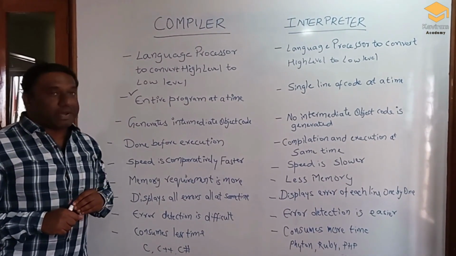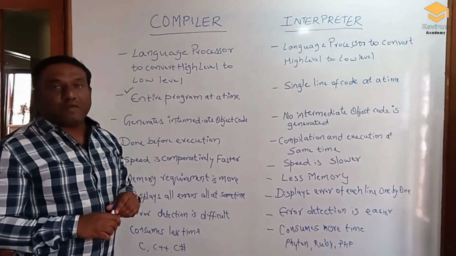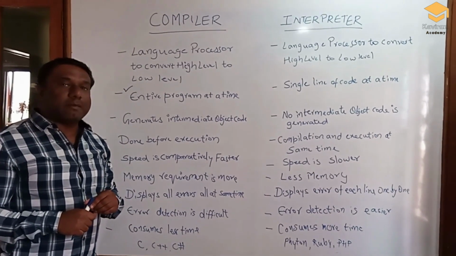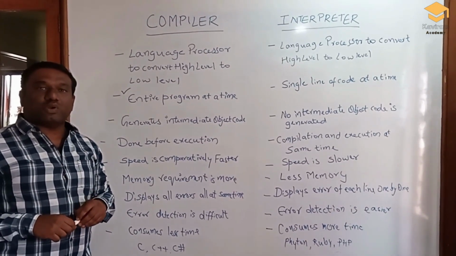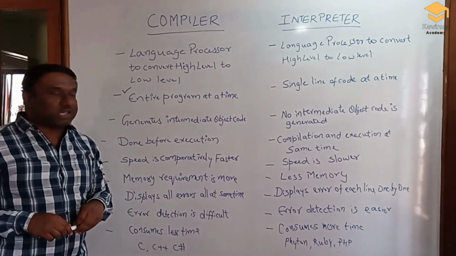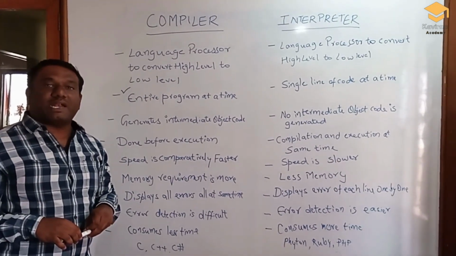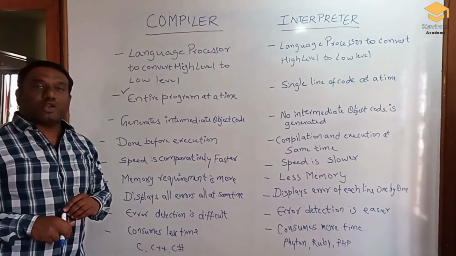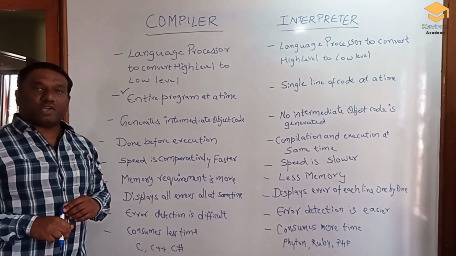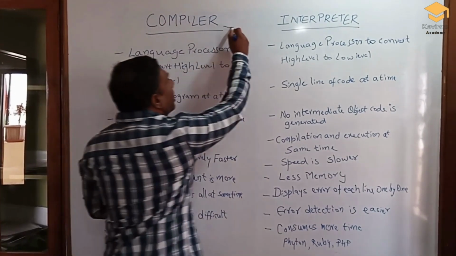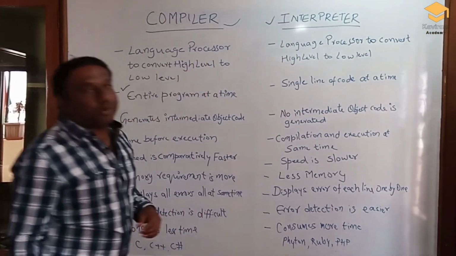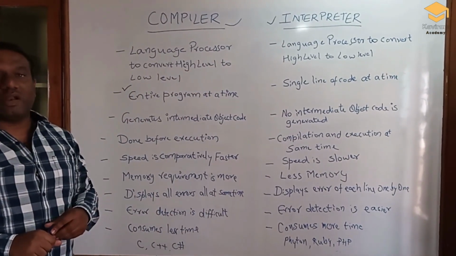What is a compiler, what is an interpreter, and what is the difference between them? As we know, your processor understands only low level language, but whatever programming we are writing is in high level language. So in order to convert your high level language to low level language, we use either a compiler or an interpreter, depending upon the programming language we are writing.